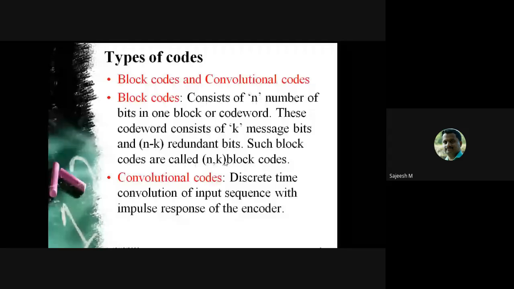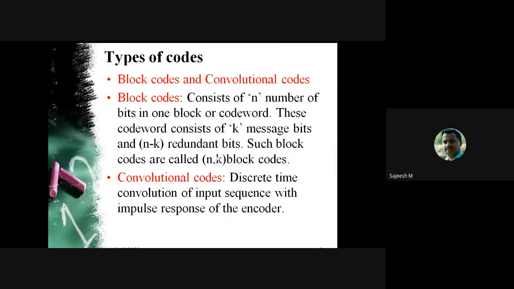Here, (n, k) is the general structure we are using for a block code. For example, if it is (6, 3), n equals 6 and k equals 3, which means corresponding to each 3 message bits we are generating a 6-bit code word.